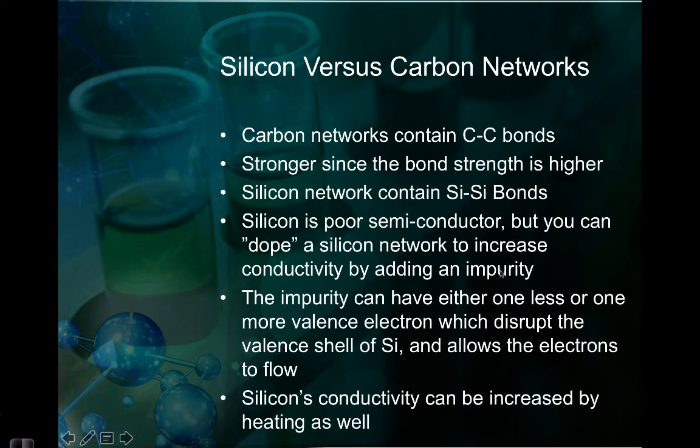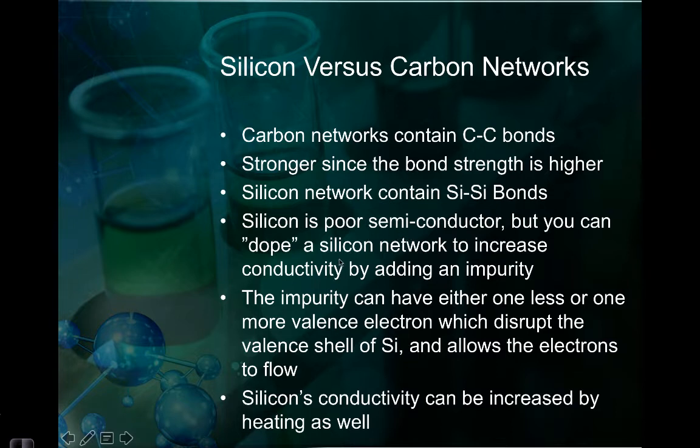With carbon networks, we're going to have these carbon-carbon bonds, and these are going to be stronger because the bond strength between a carbon and carbon atom is stronger. The silicon, of course, will contain silicon to silicon bonds. Now, silicon is a poor semiconductor. It's a metalloid, okay? It can conduct electricity, but to a very, very small extent.